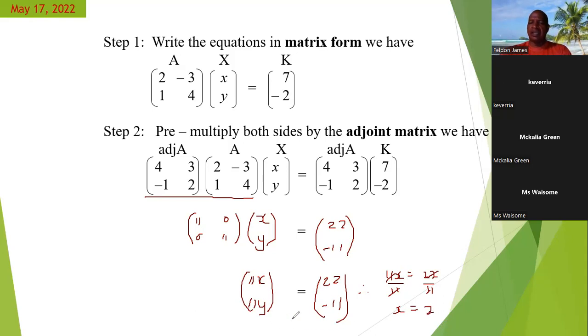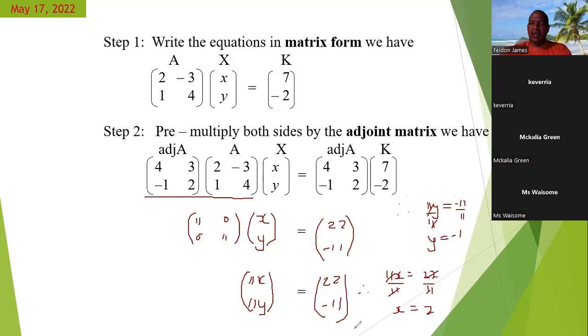And likewise, you do the same for y. So you would say, therefore, 11y would be equal to negative 11. Divide both sides by 11 and then cancel. So y would now be equal to negative 1.